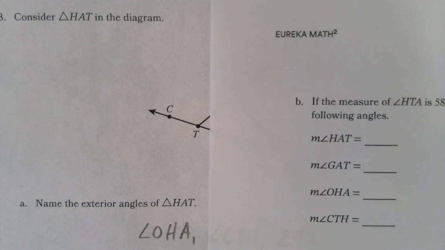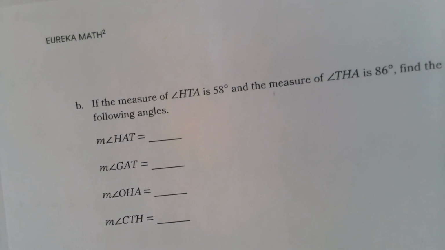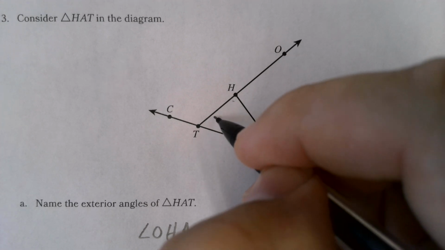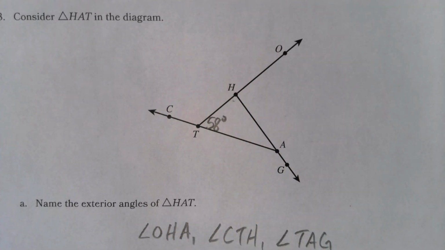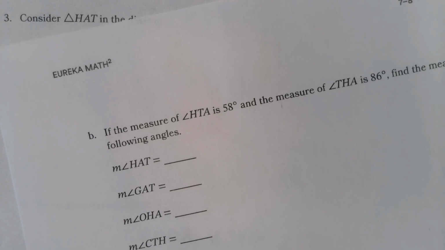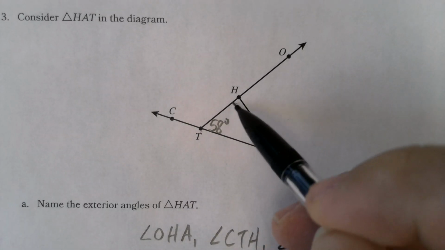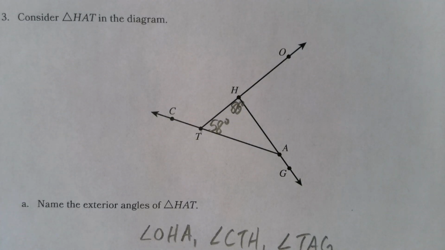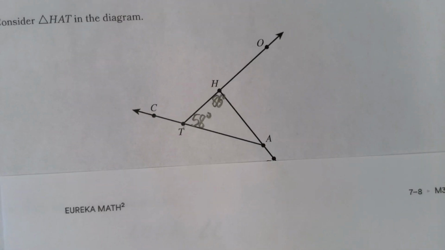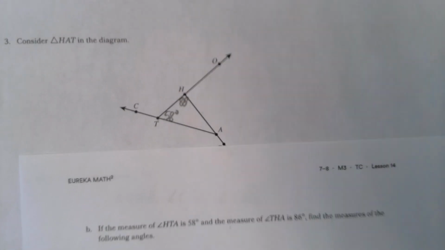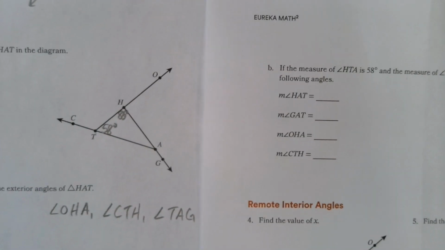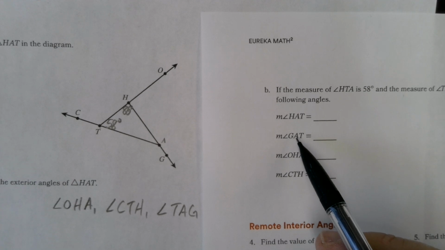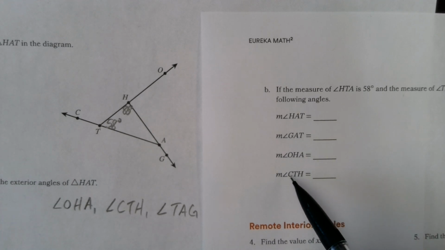Okay. So part B tells us that HTA is 58. So HTA is 58 degrees. THA is 86 degrees. We have to find the next four angles. Okay. So I've got to find HAT, GAT, OHA, and CTH.